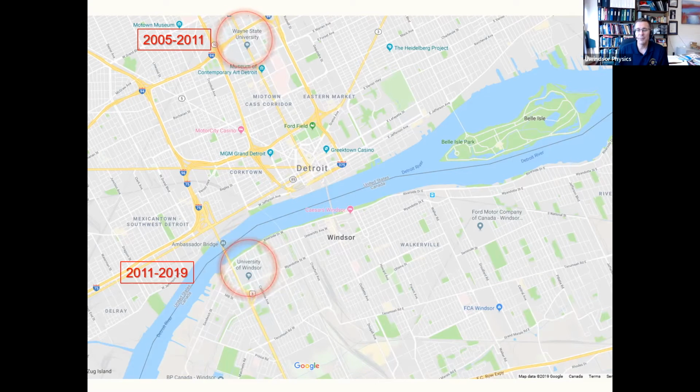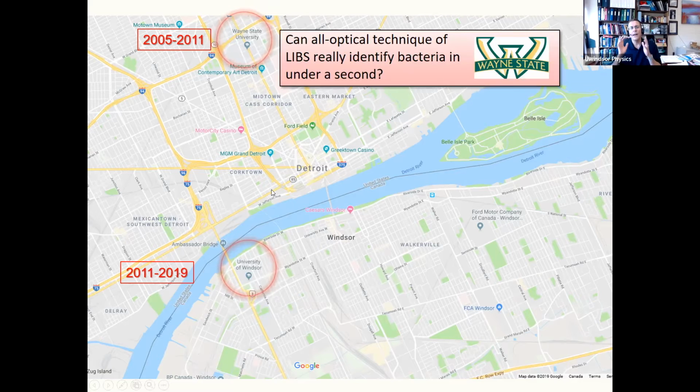And we're about 3 miles apart, basically, as the crow flies. And this project I'm talking about here really began at Wayne State, and now it has continued here in Canada at the University of Windsor. So when I was at Wayne State, I had this idea, this hypothesis, and I'll give you the genesis of the idea as we get into it, which is, can this all optical technique of LIBS, and I'll define what LIBS is in a bit, it's all optical.